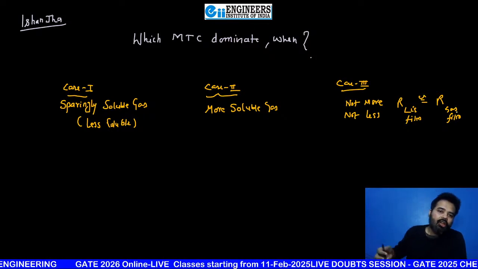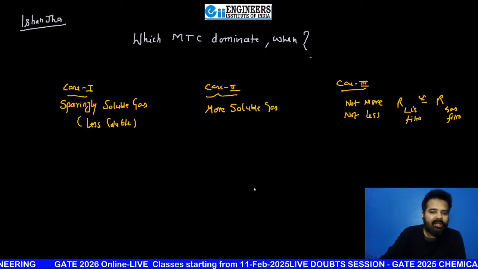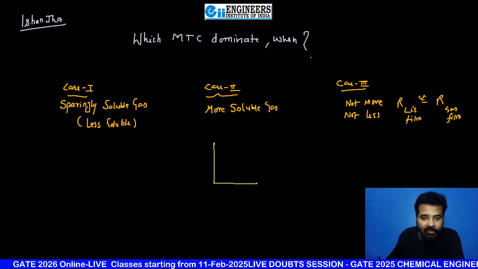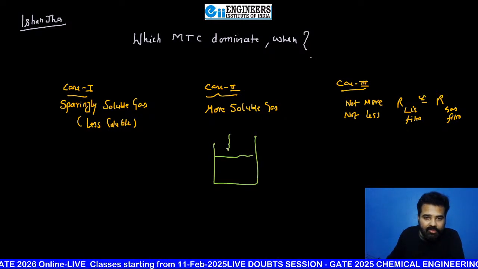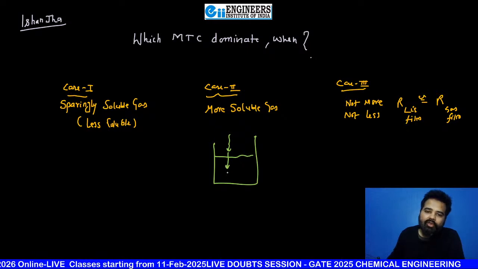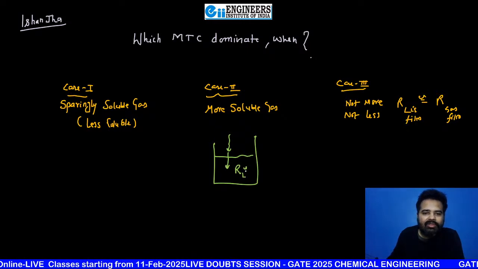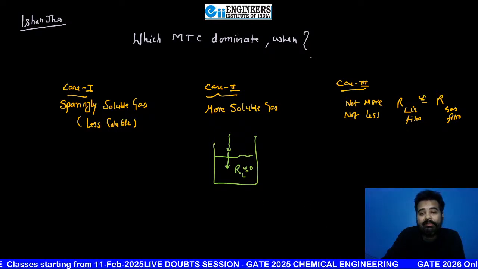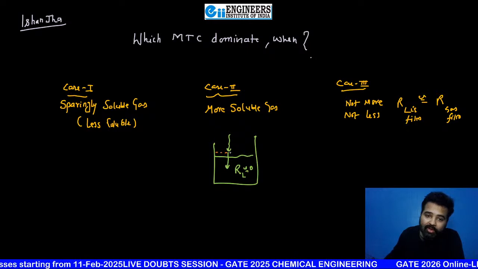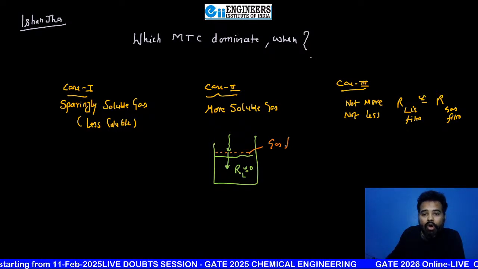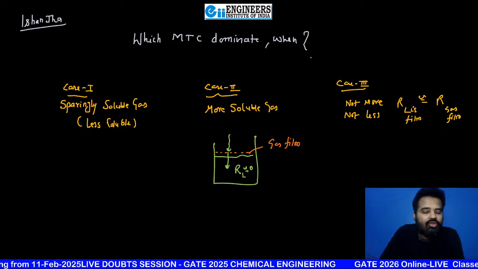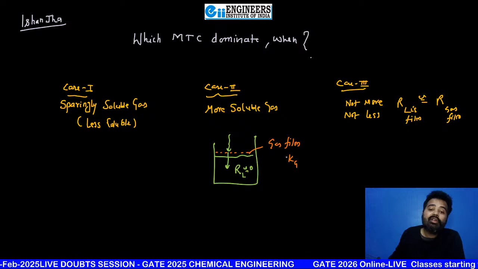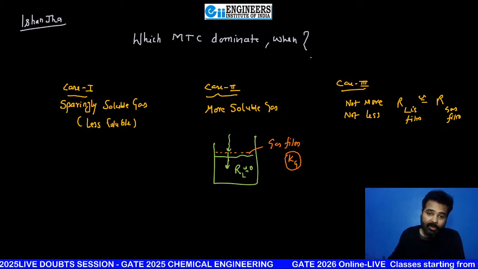Okay. So if something is more soluble, what does it mean, beta? अगर कोई चीज बहुत ज्यादा soluble है, इसका क्या मतलब है? What does it mean? If this is your liquid, and if this gas is very easily soluble here, that means on the liquid side, the resistance is nearly zero. So in this case, in order to increase the mass transfer rate, you have to reduce the thickness of this gas film, or you can say you have to decrease the resistance of this gas film, or you can say you have to increase the mass transfer coefficient of this gas film. So the rate controlling is the gas film.